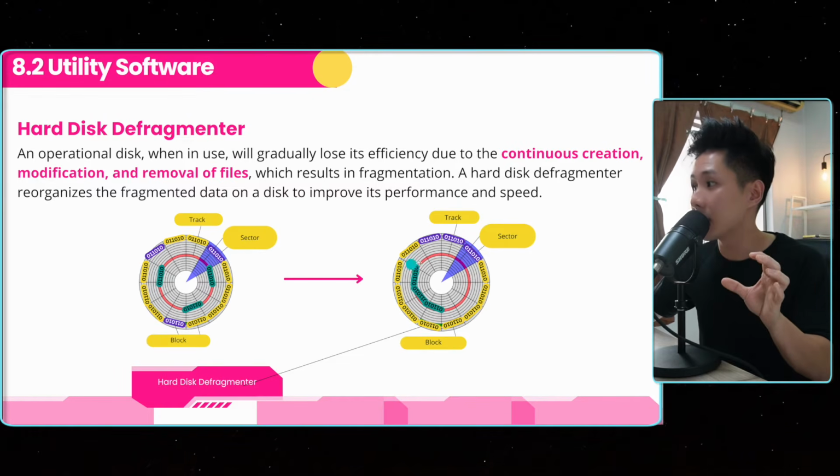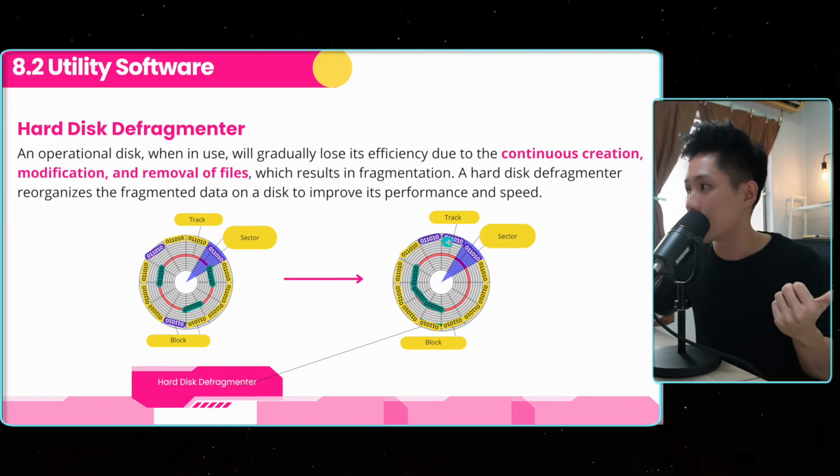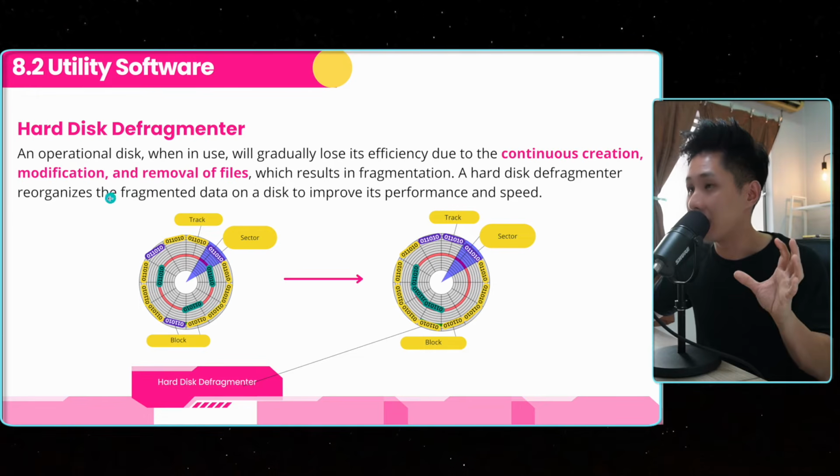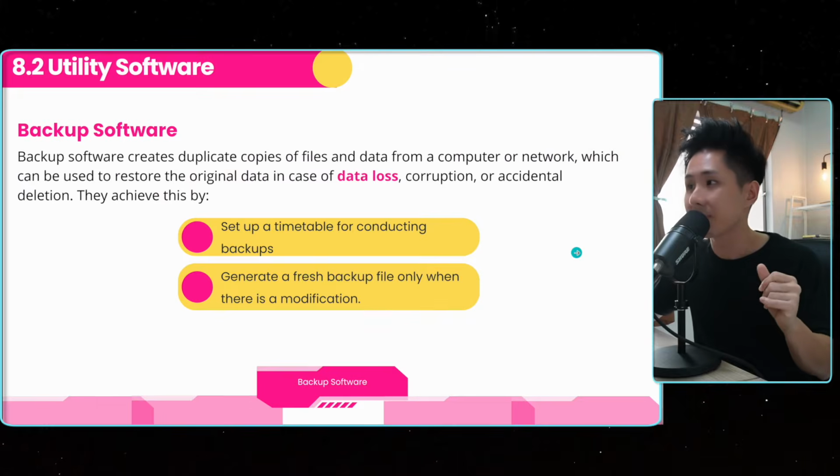So a defragmenter will organize it so that the hard disk head doesn't have to move that much. It reorganizes the fragmented data on the disk to improve its performance and speed.